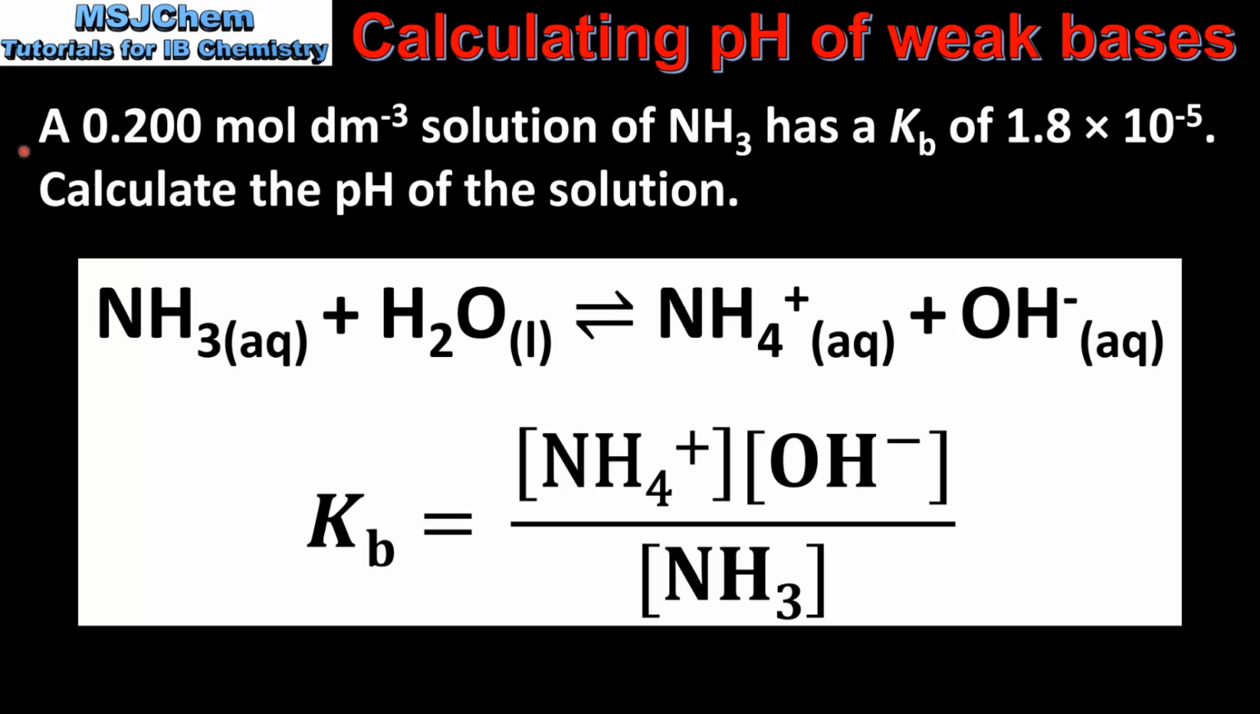A 0.2 mole per decimeter cube solution of ammonia has a Kb of 1.8 times 10 to the negative 5. Calculate the pH of the solution. So here we can see the reaction between ammonia and water to produce the ammonium ion and the hydroxide ion. And here we have the expression for the base dissociation constant, the Kb.